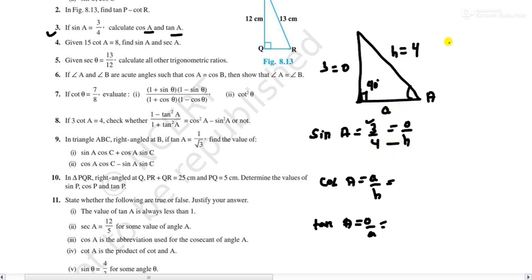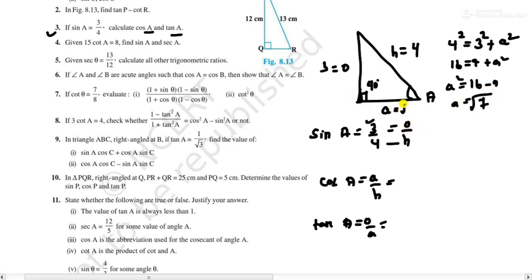So again use the Pythagoras theorem. What is that? Hypotenuse square is equal to 3 square plus this adjacent square. So this is 16, this is 9 plus A square. So A square will be 16 minus 9. So this is equal to how much? 7, right? So A will be root of 7. Means you have got this as root 7.